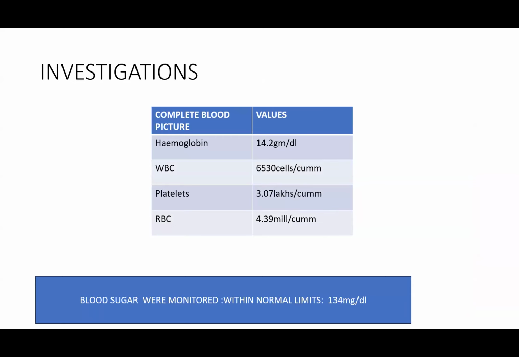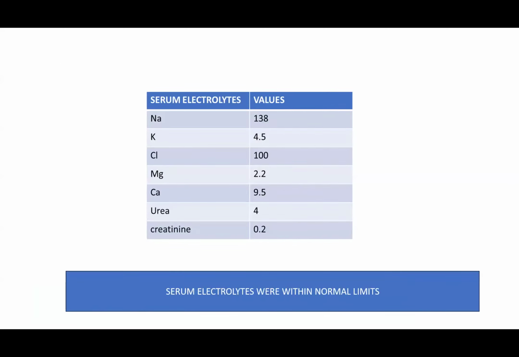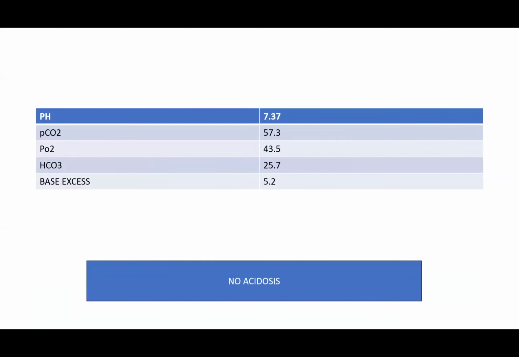Complete blood picture showed no abnormality. All the counts were within normal limits. To rule out hypoglycemia, blood sugars were monitored throughout, but remained within normal limits. Electrolytes, sodium, calcium, magnesium, all were within normal limits. Renal function test was also in the normal limit. In the ABG, there was no acidosis. pH remained in the normal range. Bicarbonate was also normal.